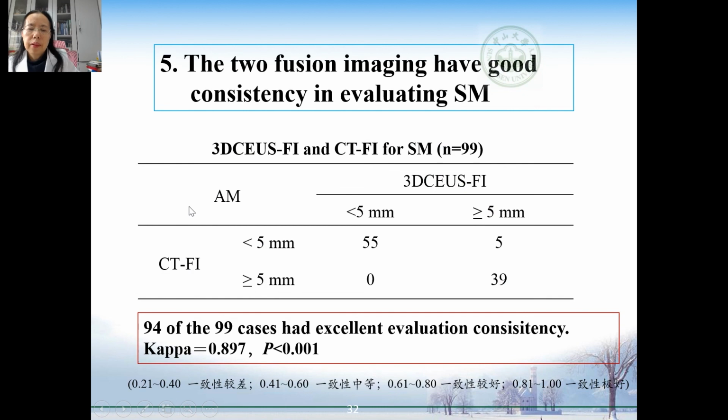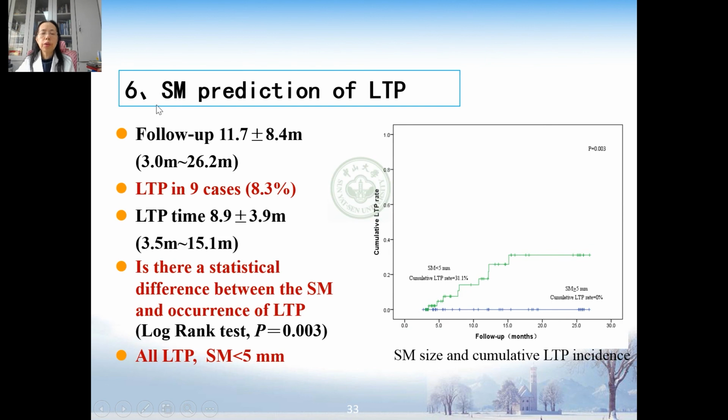Fifth, we compare the two fusion imaging methods, which have good consistency in the evaluation system. We compare the CECT and the CEUS fusion, which have a good correlation. The kappa value is 0.897, which is excellent consistency.